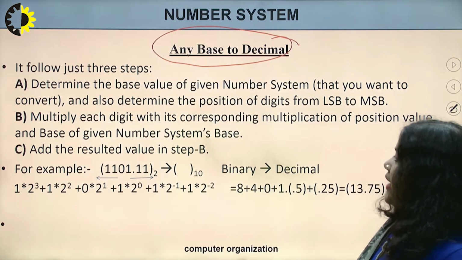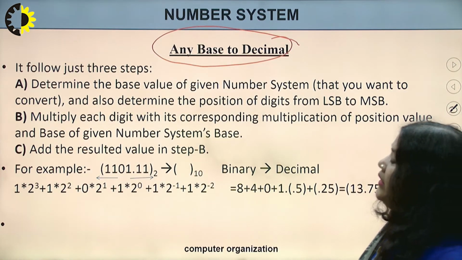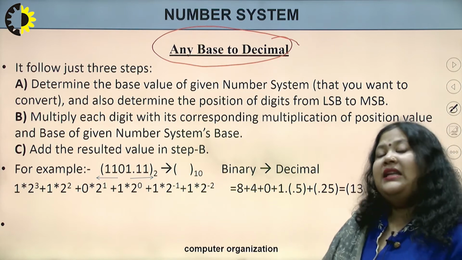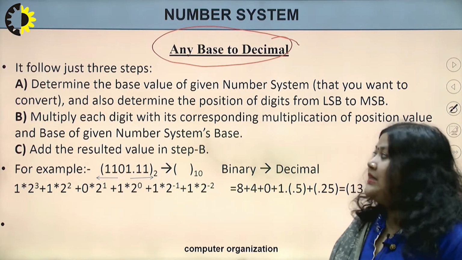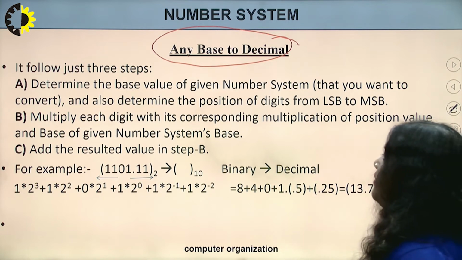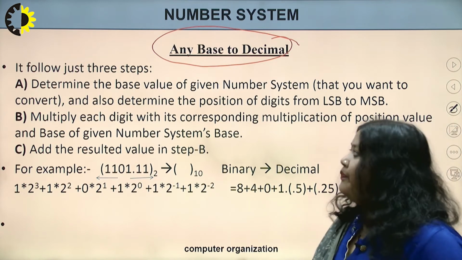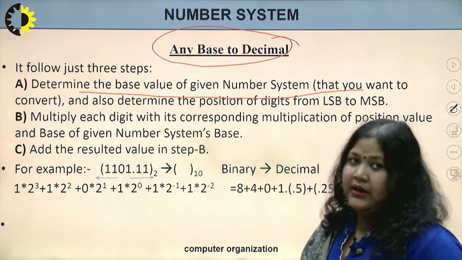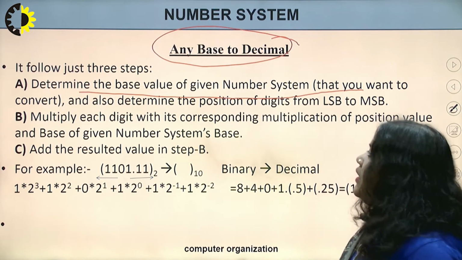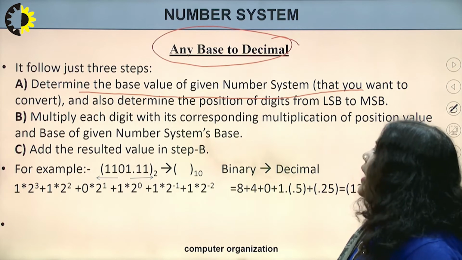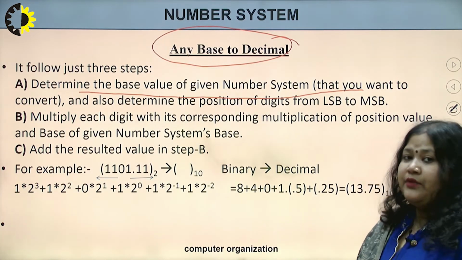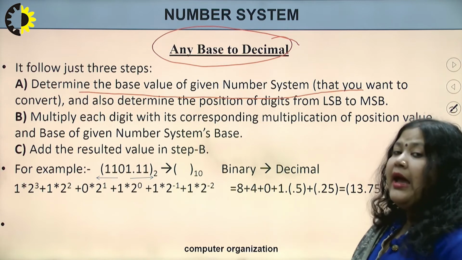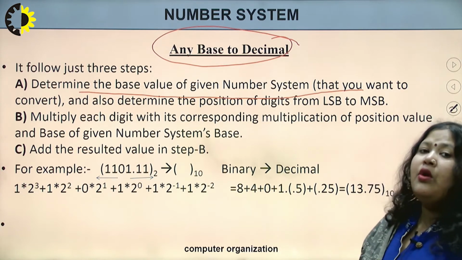So let's take an example of how we have to calculate. There are 3 steps to convert any base to the decimal form. The first step is to determine the base value of the given number system that you want to convert, and also determine the position of the digits from LSB to MSB, starting with the positions 0 to n, as I already explained.